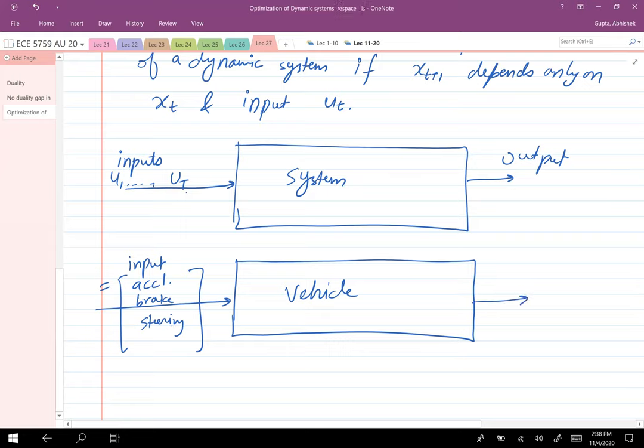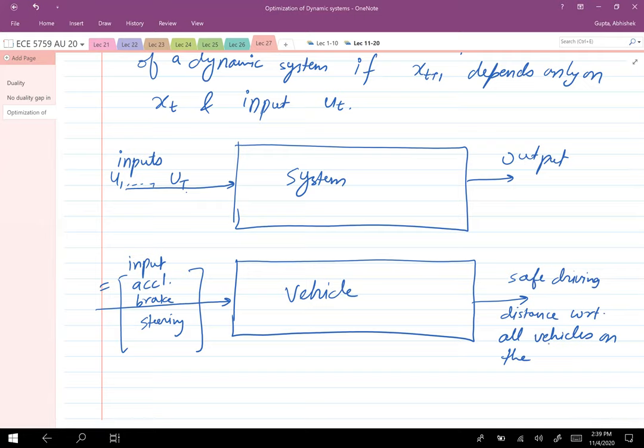And I want the output to be, let's say, a safe driving strategy. So I want to have a safe driving distance with respect to all other vehicles on the road. I mean, typically, it's not just having safe distance with other vehicles, but it's also obeying all the traffic laws, stopping at the traffic light, keeping away from pedestrians, or stopping the car if you see a pedestrian on the road and things like that.